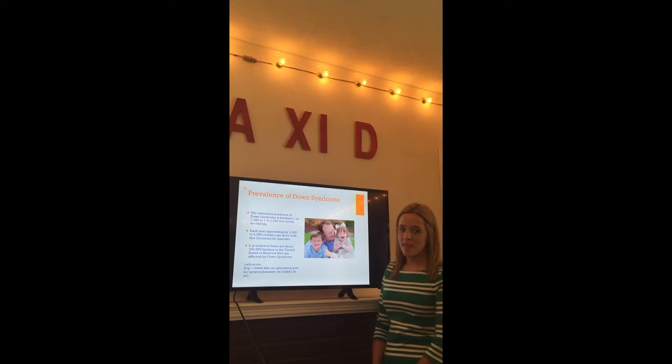Prevalence of Down syndrome. As you probably know in your life, you know someone with Down syndrome, you know a family affected by Down syndrome, or you've at least come in contact with someone with Down syndrome, and that's because Down syndrome is pretty prevalent. The estimated incidence of Down syndrome is between 1 in 1,000 to 1 in 1,100 live births worldwide. Each year, approximately 3,000 to 5,000 children are born with this chromosome disorder. It is believed that there are about 250,000 families in the United States of America who are affected by Down syndrome.